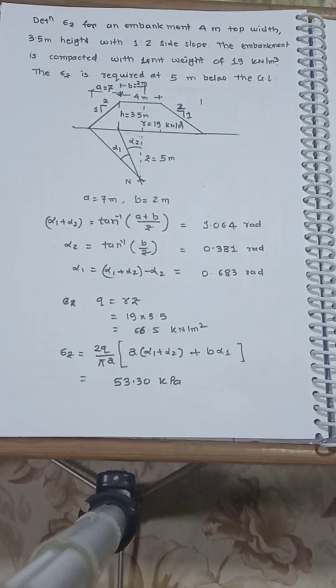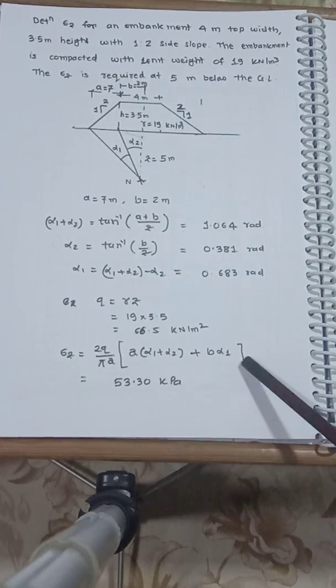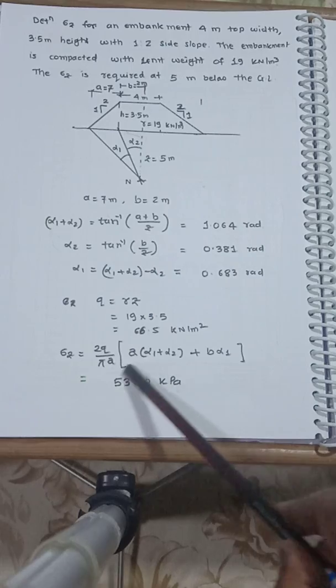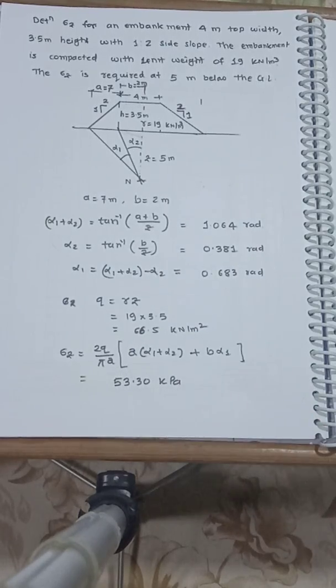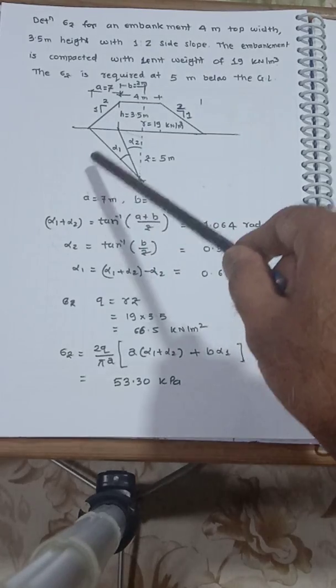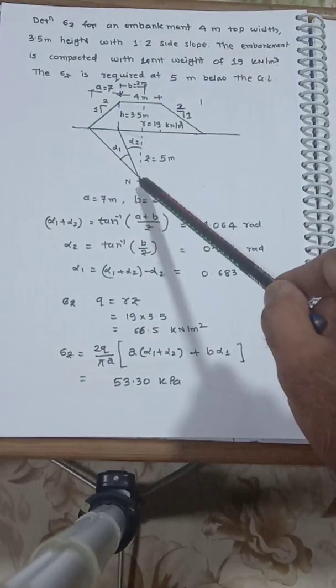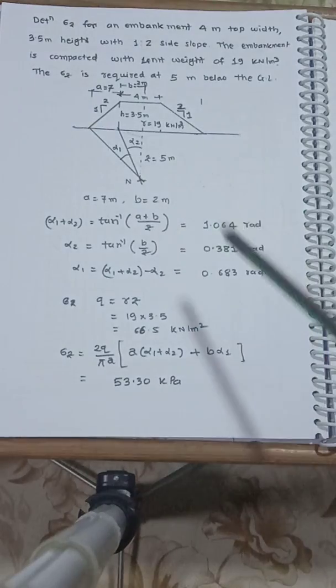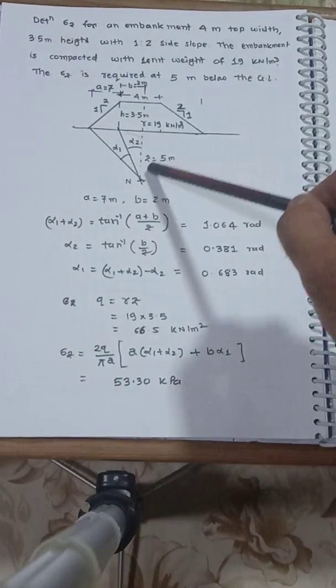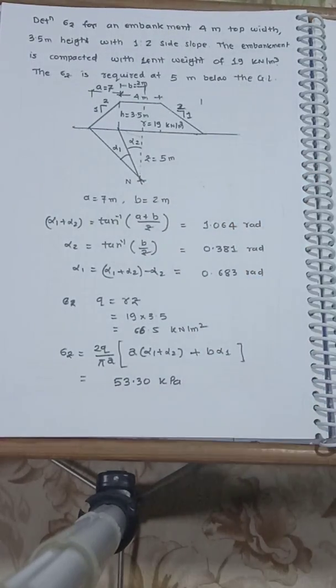kilopascal. After substituting into the expression, you will get the total stress as 53.3, that is at the center. Here the equation is not available for any distance away from this. So you get only the distribution exactly at the center, which is the maximum.